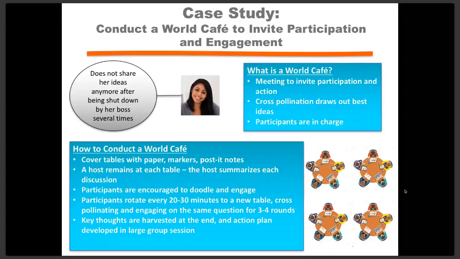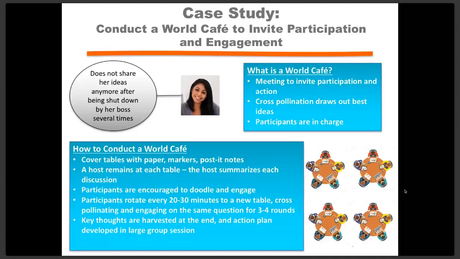Well, one thing I've seen that's worked well is to conduct what I call a World Cafe. This is a dialogical change method that's pretty common in organization development circles. This is where you conduct a meeting and you invite participation and action. Essentially what you do is you pose a question to the group. So you might ask them if they have any new product ideas.